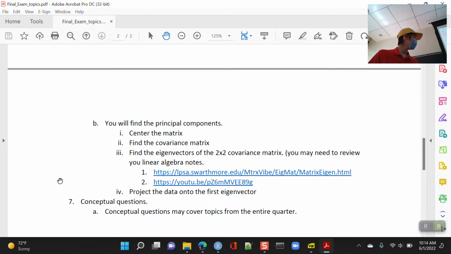And I think I put in 2 links here. One's from Khan Academy, and I'm sure you can search the internet also for how to find an eigenvector of a 2x2 matrix. But I think that is simple enough and reasonable enough to ask you to do. Especially if I give you, quote, nicer numbers for the values. Okay, and then you'll project the data onto the first eigenvector.